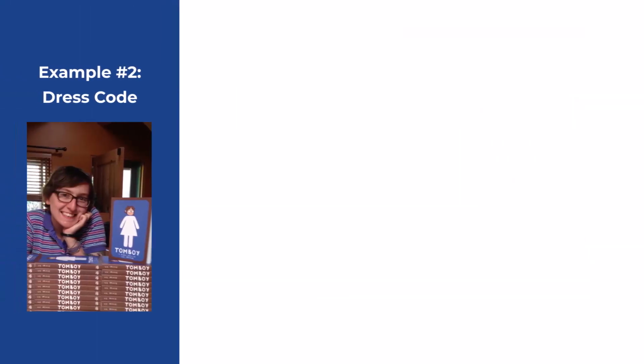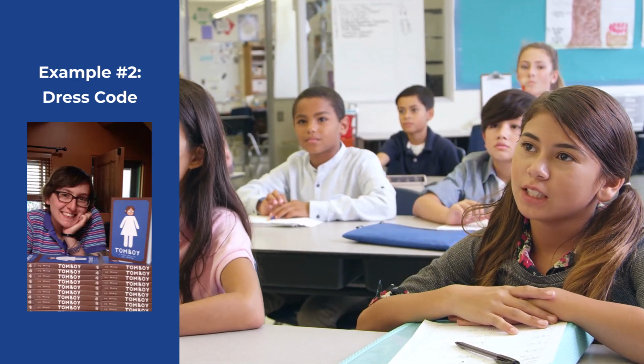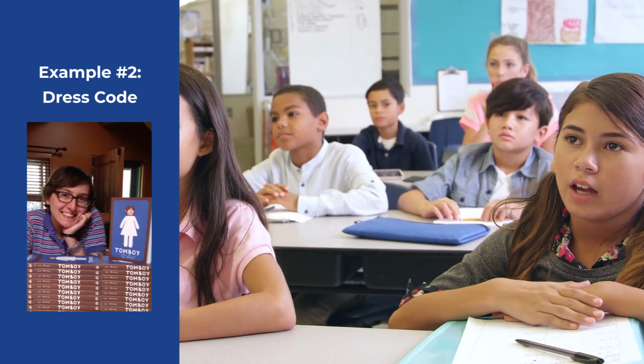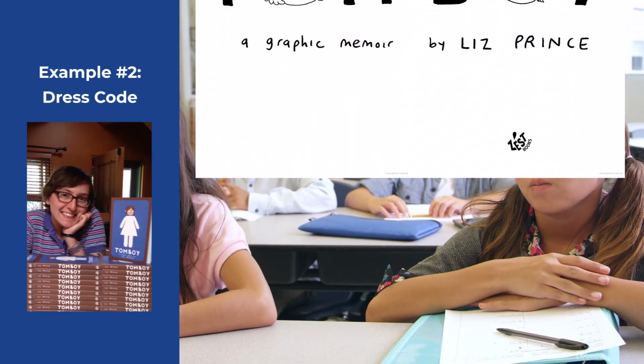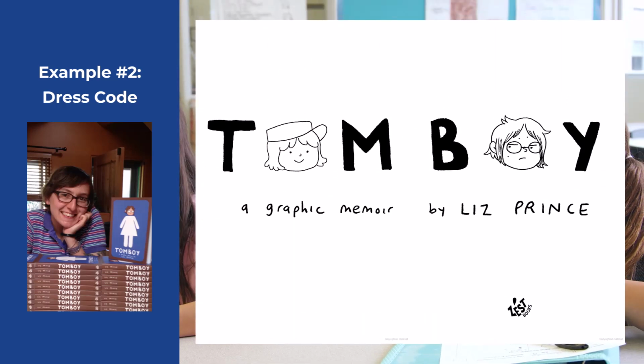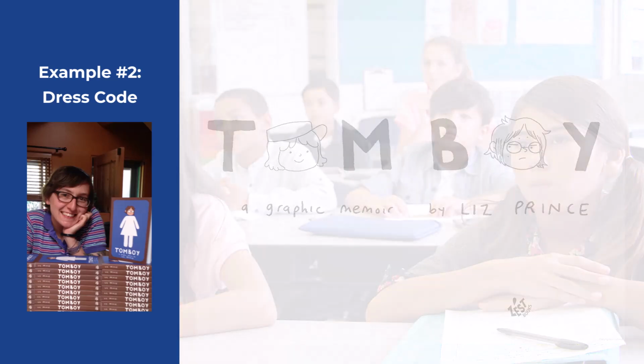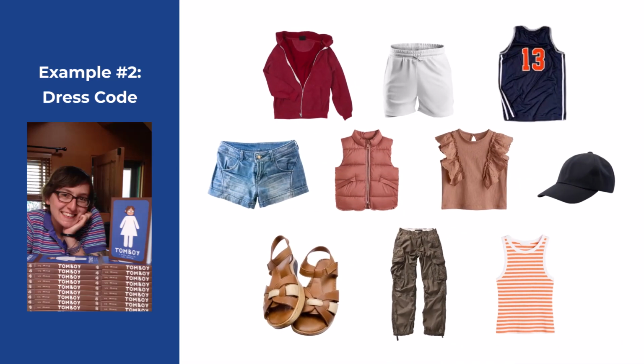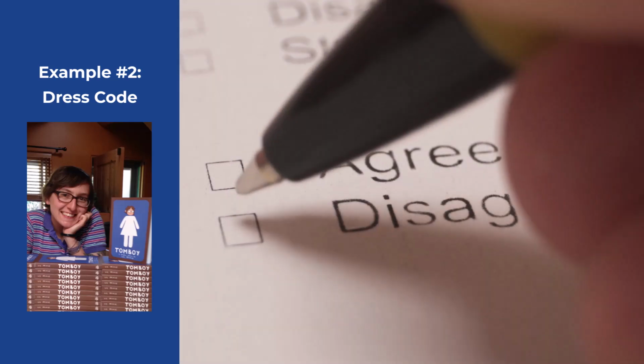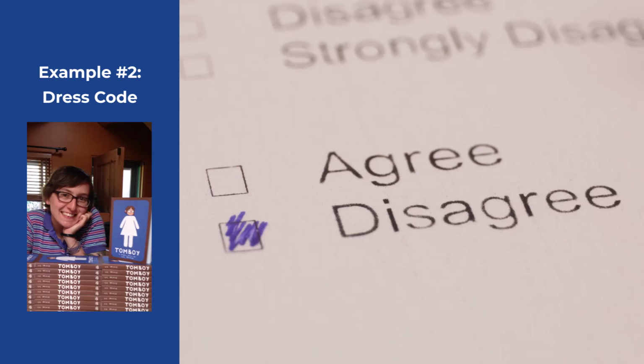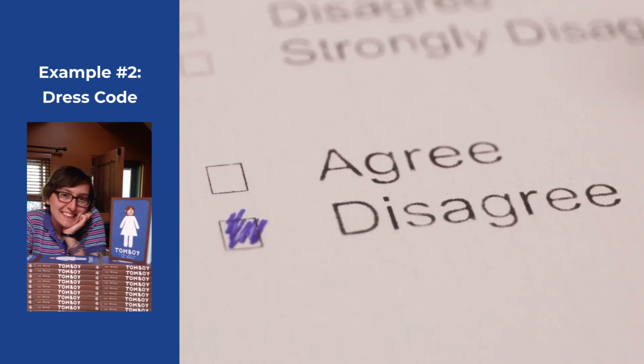Our second example of YPAR in action takes place in San Francisco, where an 8th grade humanities class engaged in a YPAR project inspired by the graphic memoir Tomboy by Liz Prince, which explores gender identity and social expectations. The class discussed the memoir's themes and connected them to their personal experiences, focusing on their school dress code. The students noticed that their dress code disproportionately targeted girls and young women and reinforced harmful assumptions about behavior based on appearance. They decided to investigate the policy further by surveying students and adults in the school community to gather opinions on the dress code.